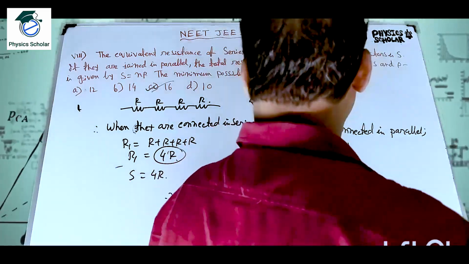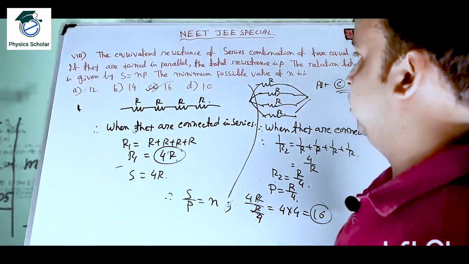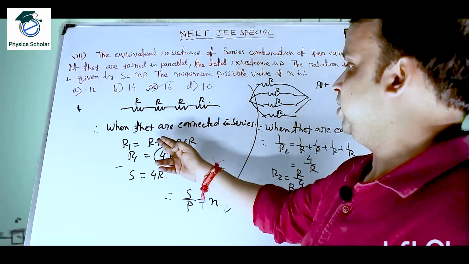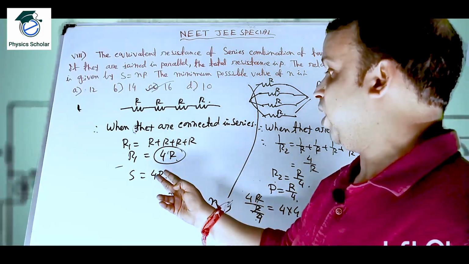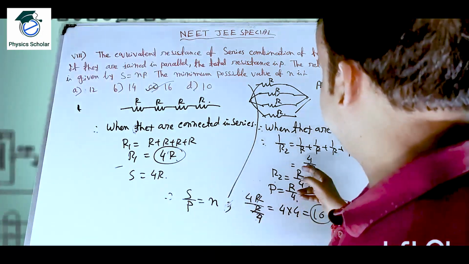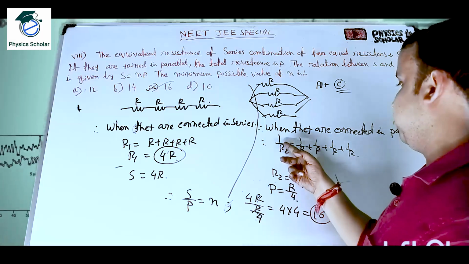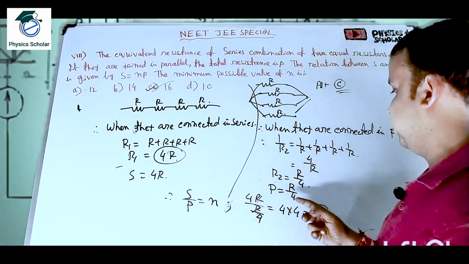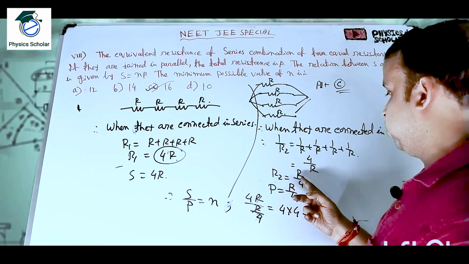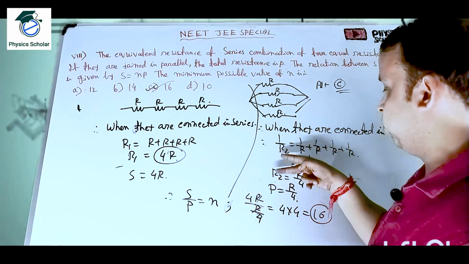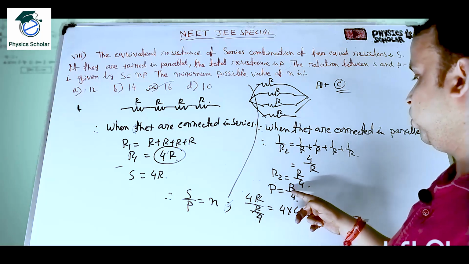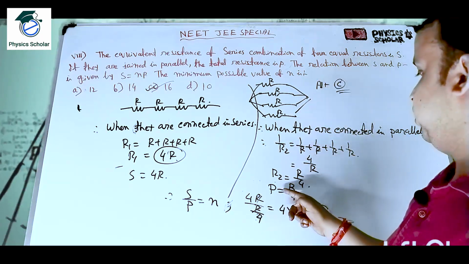Clear? So how to find out? The total resistance is given as follows. When they are connected in series, R plus R plus R plus R is equal to 4R, so S is equal to 4R. And when they are connected in parallel, 1 by R2 is equal to 1 by R plus 1 by R plus 1 by R plus 1 by R, which is equal to 4 by R, clear? Actually it is the reciprocal, it is the actual total resistance. When they are connected in parallel, it will be R by 4, so it is given as P, so P is equal to R by 4.